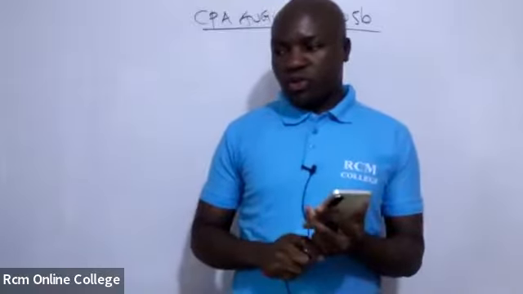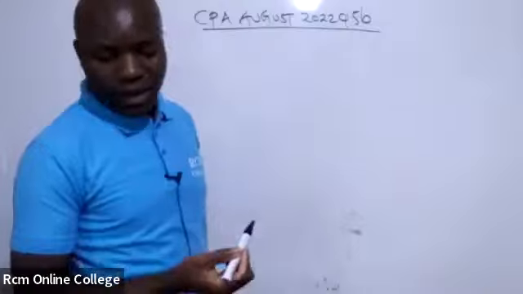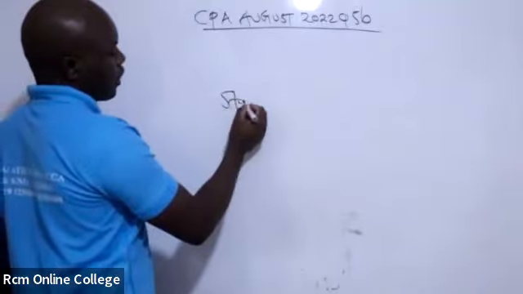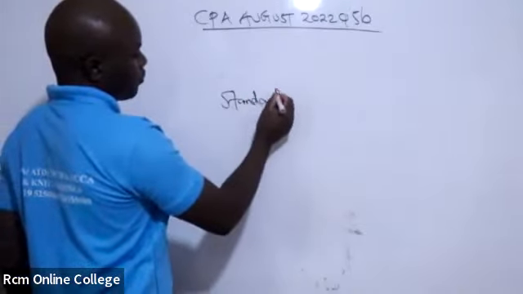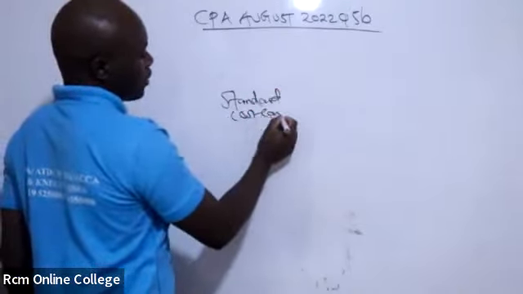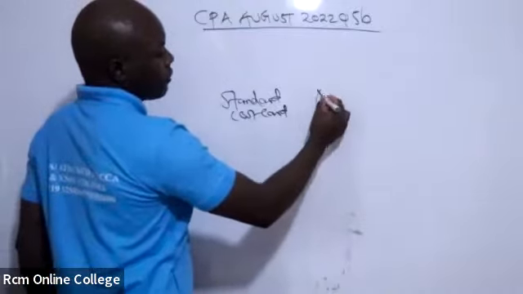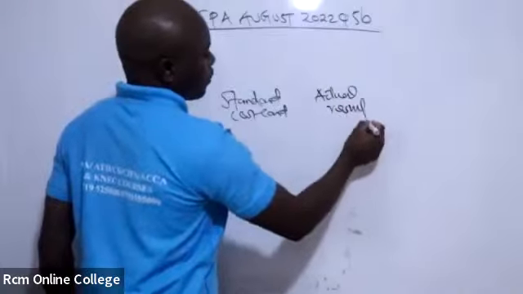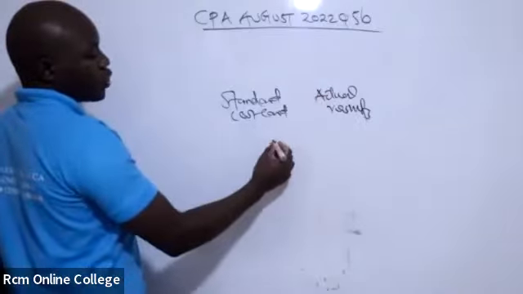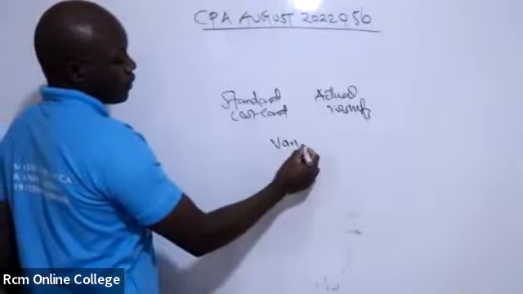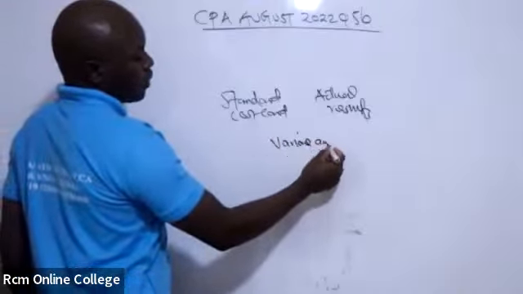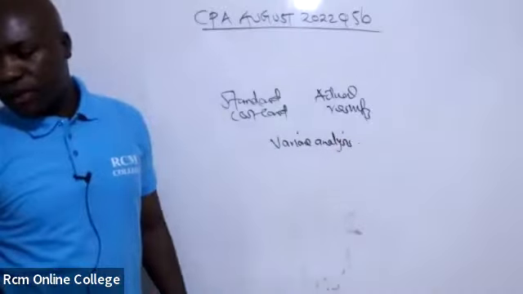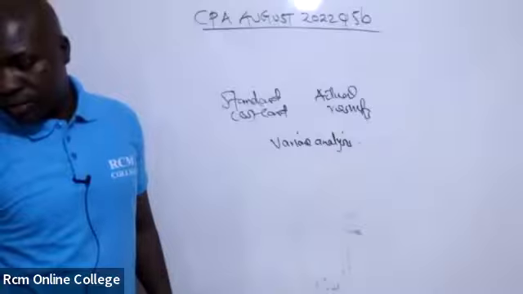Always said that questions of this nature, we are supposed to know the standard, right? We are supposed to have standard cost card somewhere here. We are supposed to have actual results somewhere here. Then these two will enable you to do what we call variance analysis, right? Variance analysis or variances.